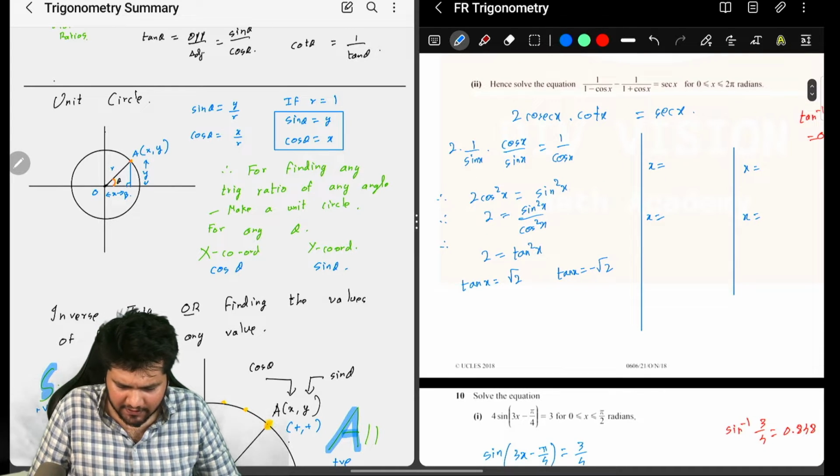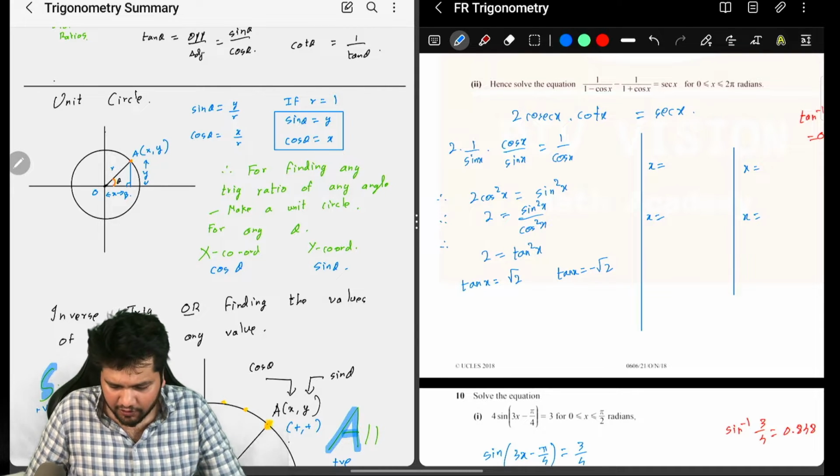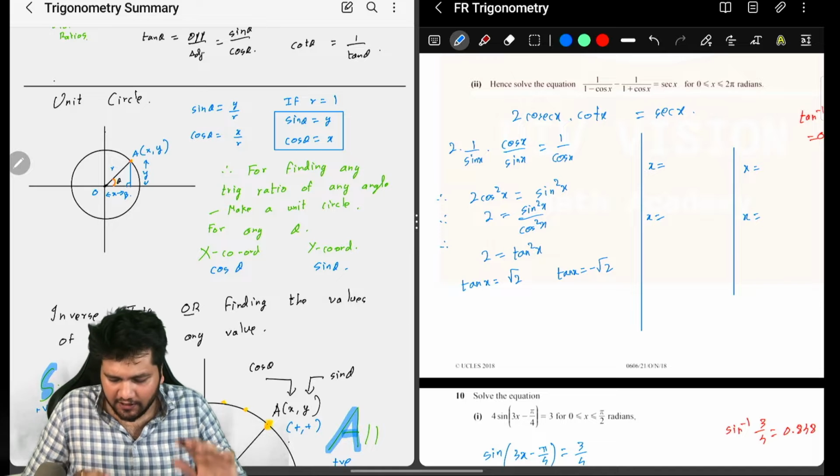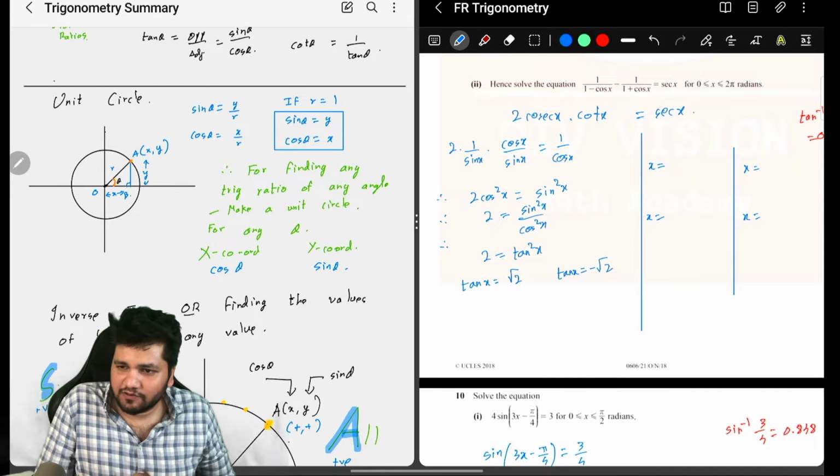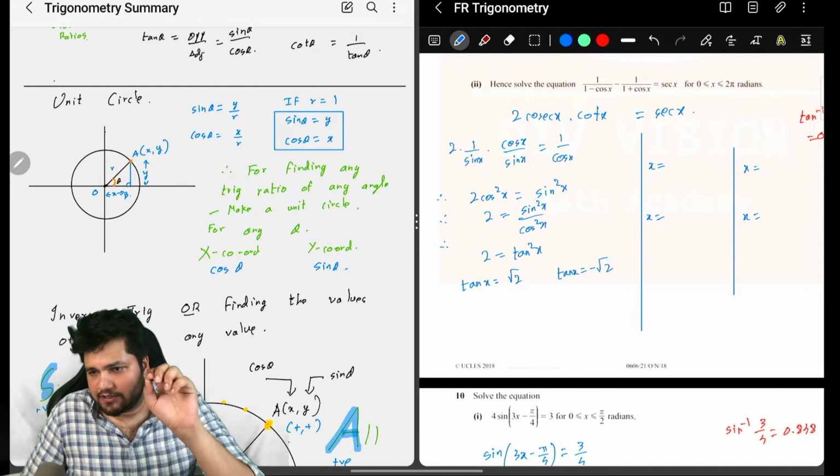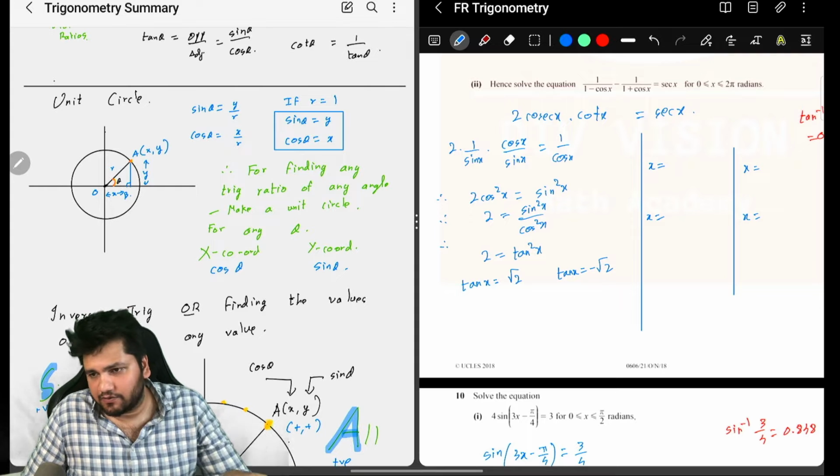It's going to be 2 cos square x is equal to sine square x, and at the end sine square x upon cos square x is nothing but 2, so you will get 2 is equal to tan square x. So now see, tan square x is equal to 2, so you will get two values of tan x, which is tan x is equal to root 2 and tan x is equal to minus root 2.